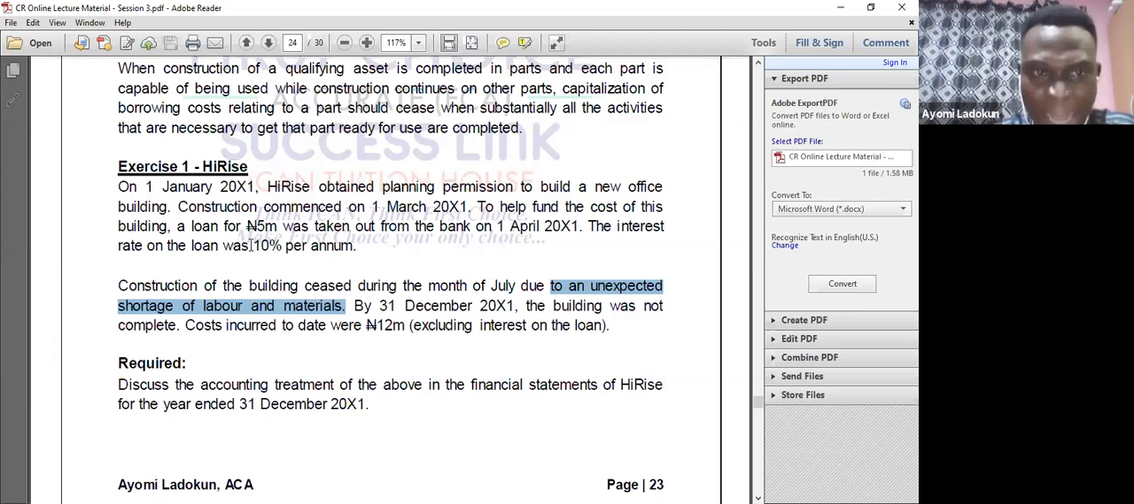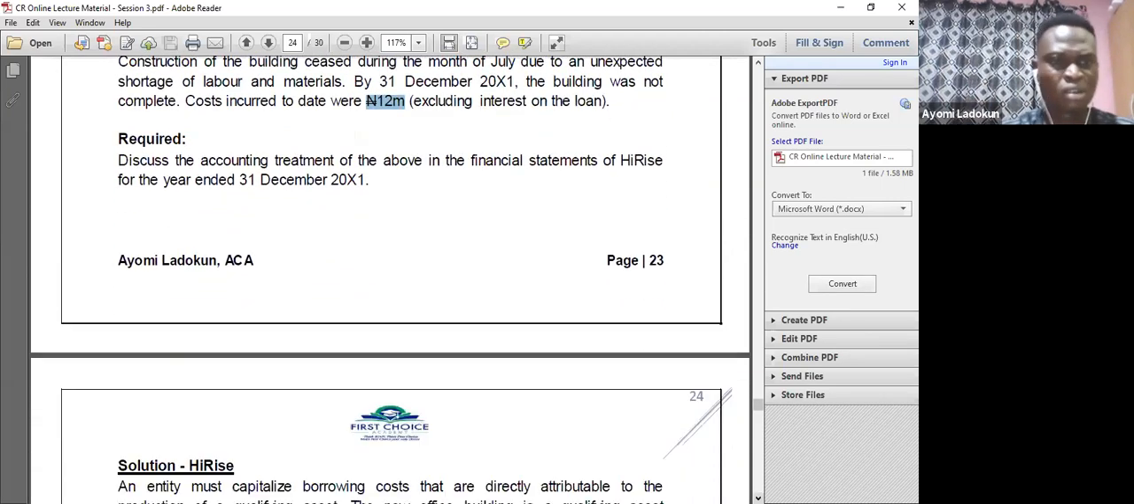So when I'm calculating my interest here, I will say 10%. Don't forget, 10% of 5 million will give me the figure for the whole year. I will now multiply by 8/12. That's the end of the question. As simple as that. They told us that the cost to date was 12 million, so I just add the interest to the 12 million.